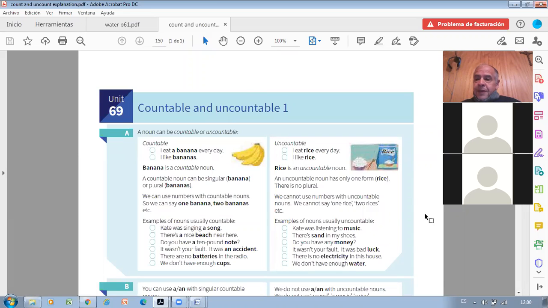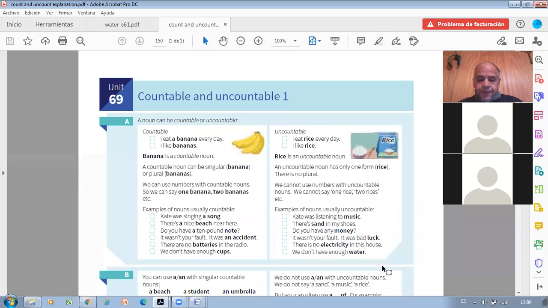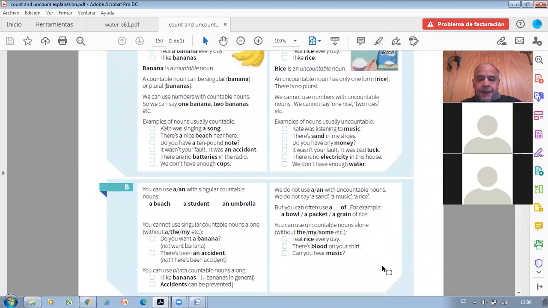Okay, Danai, please continue reading. In part B, please read something about the countable nouns. Read this, please.